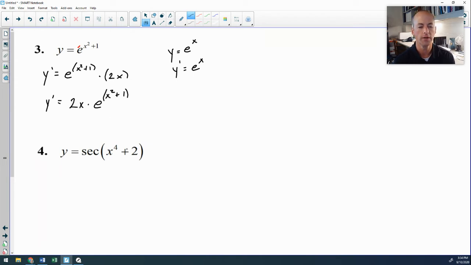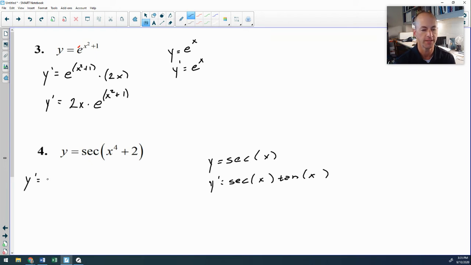See, number 4, I have inside x to the 4th. There goes the bell. I have inside, not x to the 4th, inside secant, I have the x to the 4th plus 2 function. So here's my inside, and on the outside, I'm seeing secant of x, and we leave the inside alone. The derivative of secant is secant tangent. So I'm differentiating only the secant part, and then whatever is inside will stay in the place of the angles or the argument for the secant. So for number 4, y prime, I'm going to start with the derivative of secant, which is secant tangent.